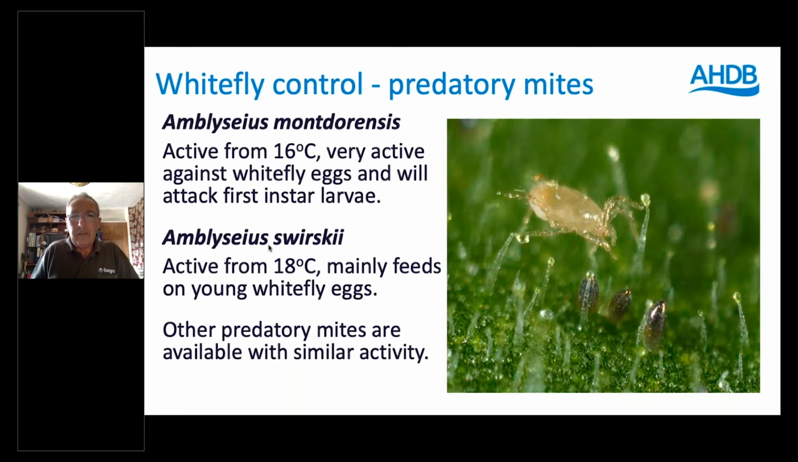Okay, just a closer look at the predatory mites. Richard went through Swirskii in fairly good detail. Just to go through on Montdorensis, it's active from 16 centigrade, where Swirskii is about 18. Montdorensis will do the whitefly larval stages, the white ones and the black ones, and attacks the first instar larvae. Now, when whitefly eggs are laid, they are white and a soft skin, and they are easily predated on. As the eggs mature, they go to grey and then black. The skin hardens, or the shell hardens, and it's harder work for the predators to eat into them. Montdorensis can attack that black stage of the eggs.